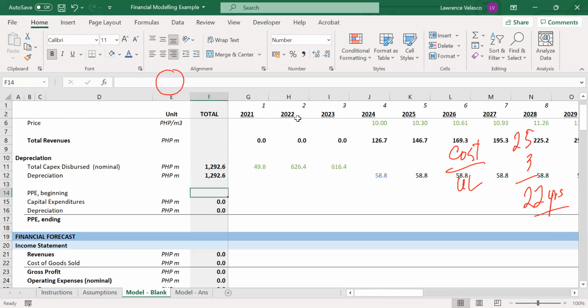What is our test? Our test is that the ending balance of PPE at the end should be 0. Right? So what is the beginning balance of the first year? 0. Capital expenditures, these are additions to PPE.